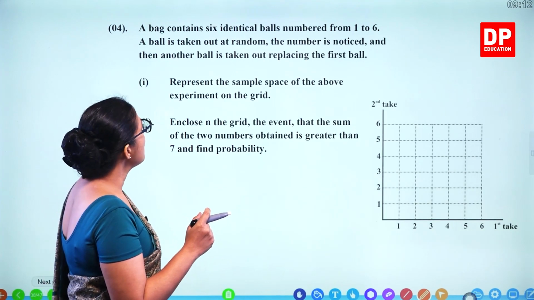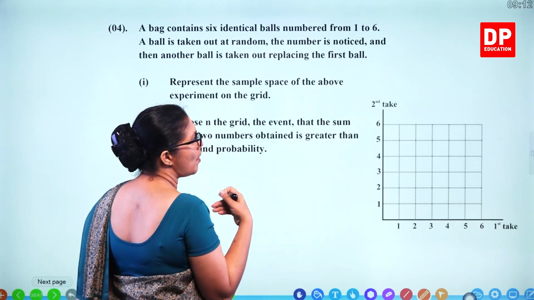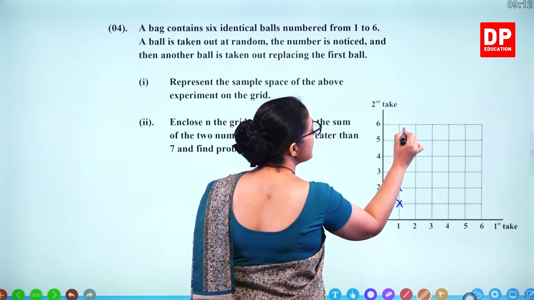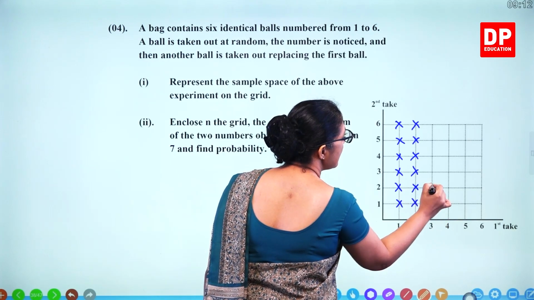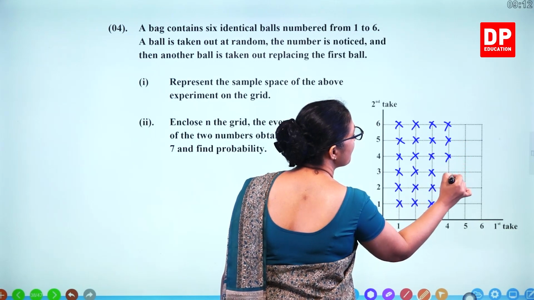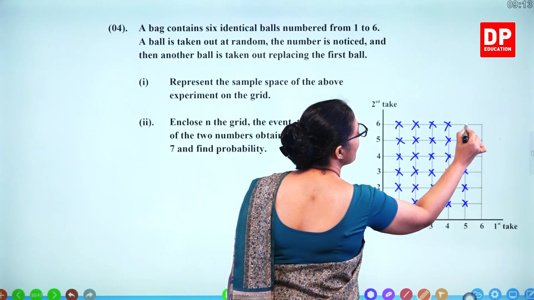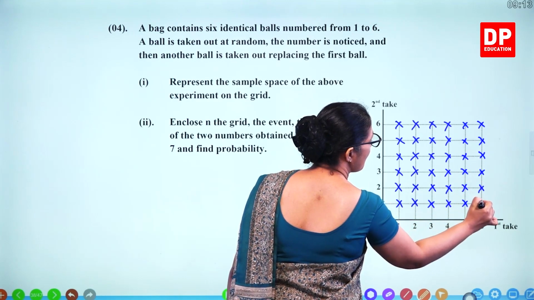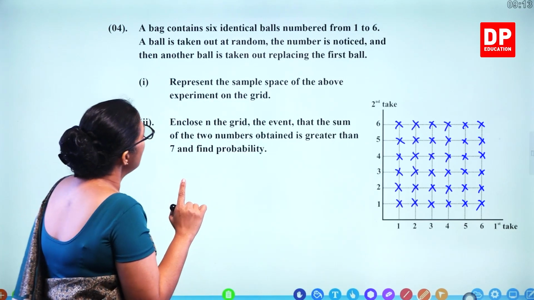Represent the sample space of the above experiment on the grid. So this side 1 to 6, and here also you can get 1 to 6. So all possibilities are okay because this is replacing. So you can get all possibilities. 6 times 6, 36 possibilities are there.